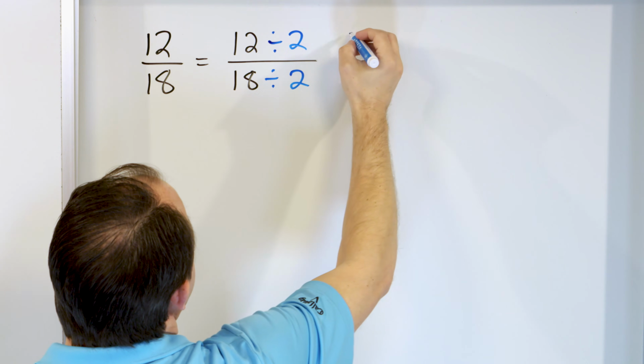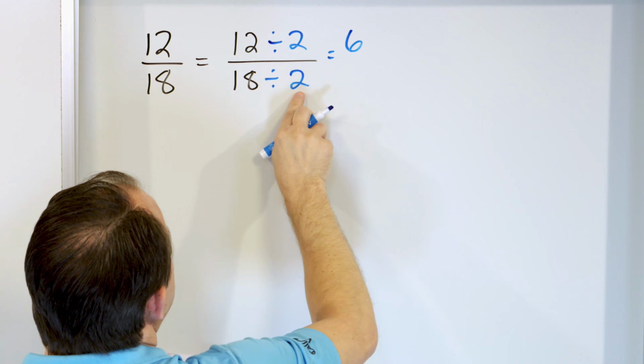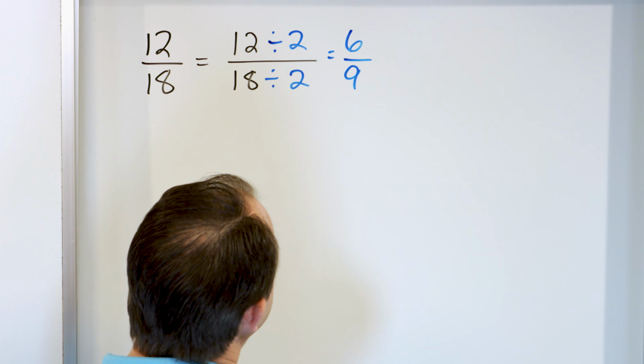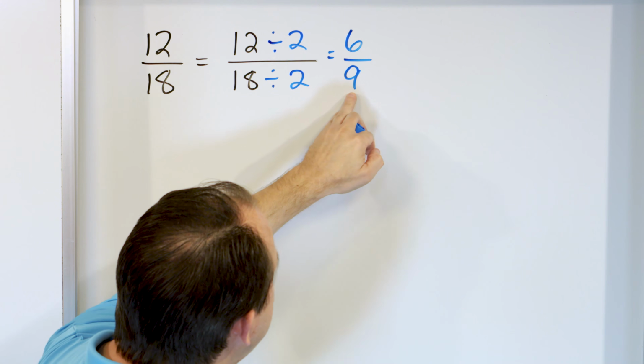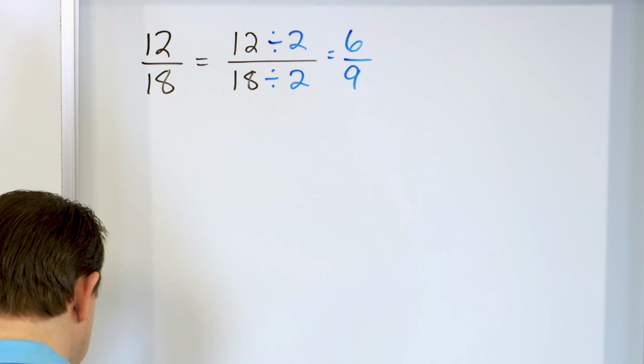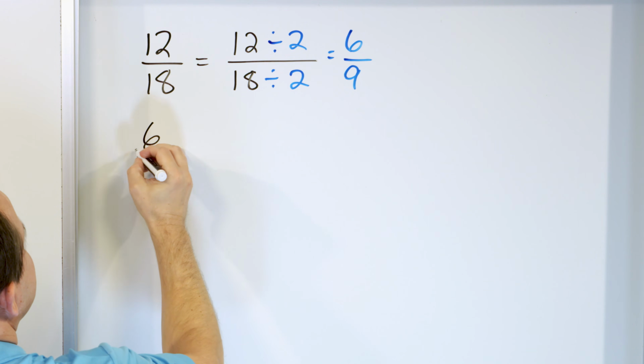12 divided by 2 is 6. 6 times 2 is 12. 18 divided by 2 is 9, because 9 times 2 is 18. So I'm saying, okay, am I done? And I say, well, no, I'm not done, because I can do the process again. I can divide the top and the bottom by something to make that fraction simpler. So let's go over here and say 6/9.